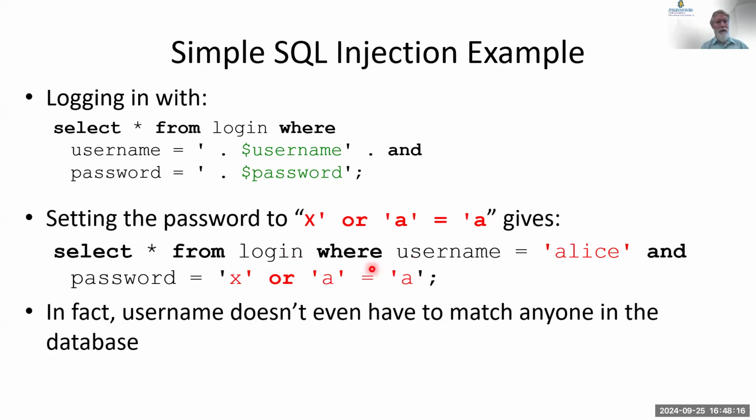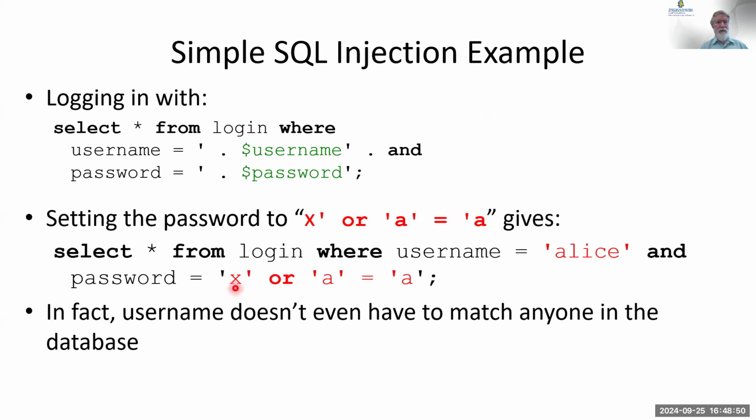Well, the A equals A is true. It doesn't matter if the password equals X. This is going to be true. And so the select statement is always going to return something if there's a user ID Alice. So it's always going to return a record, regardless of whether the password is correct. That allows somebody to log in without knowing the password by entering this sort of statement.